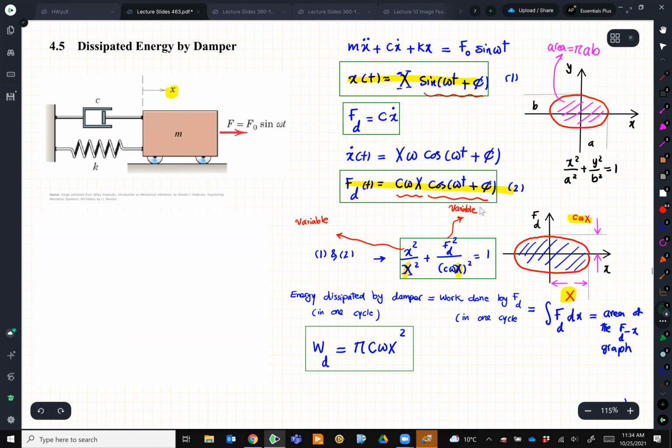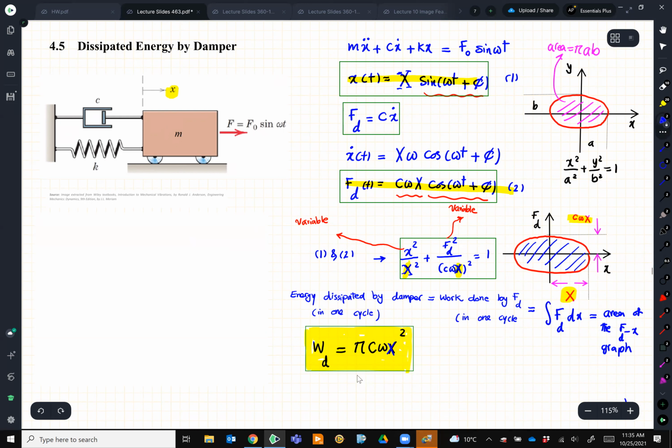So from this slide, I want you to take away two things. One, in one cycle, this is the amount of energy dissipated by the damping. Again, an important formula, people in practice also use it a lot. This is the amount of energy that goes out, dissipated by the damping: pi, c, omega, and X squared. This X is again the capital X, the amplitude of the vibration. It's not a function of time. It is in one cycle.